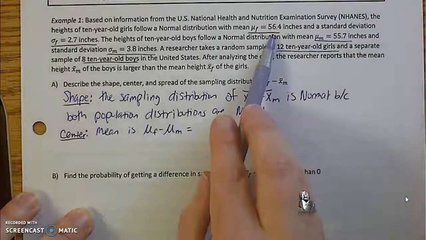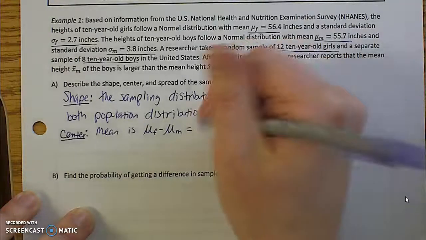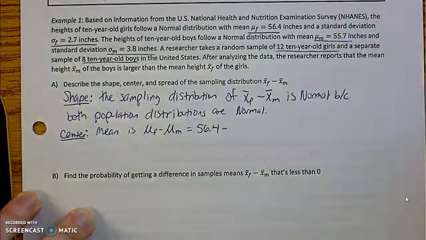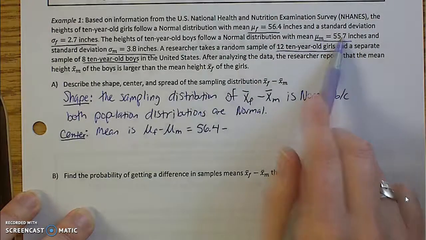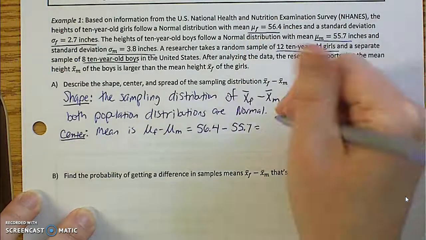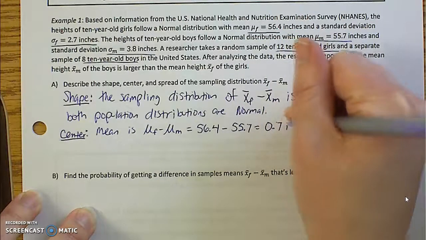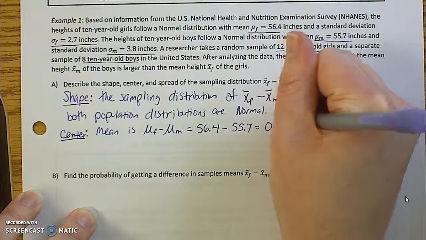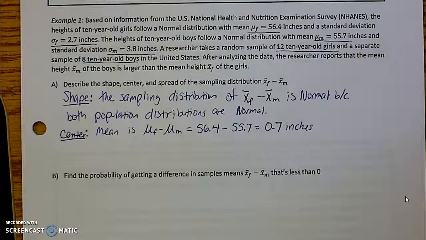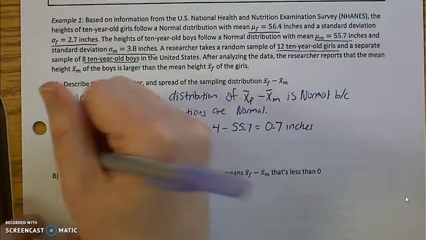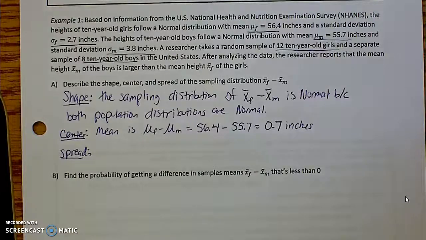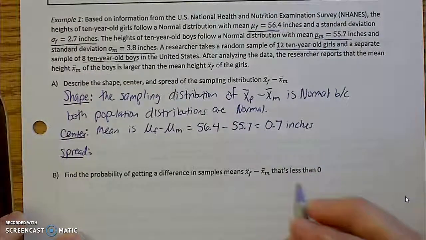So the mean of the females was 56.4, and I subtract the mean of the males, which was 55.7, and I get a mean of 0.7 inches. Since we're using quantitative data, make sure we're including units, so inches in this case. When I want to talk about the spread, our last thing, we want to be talking about the standard deviation of our distribution.